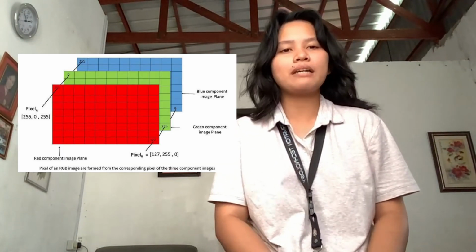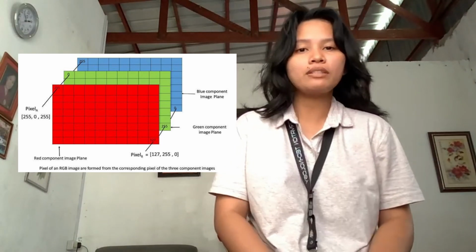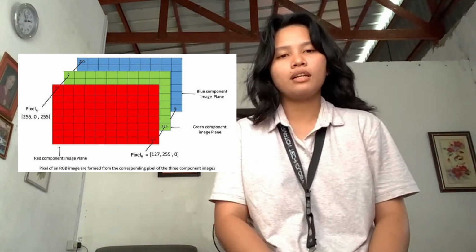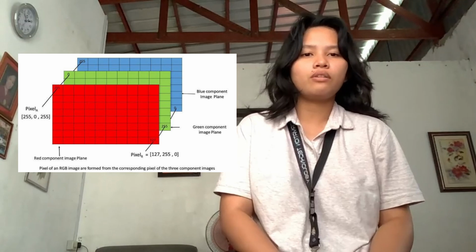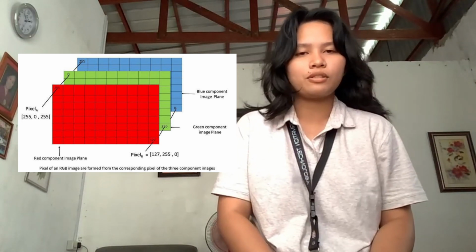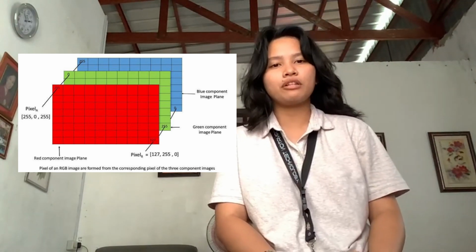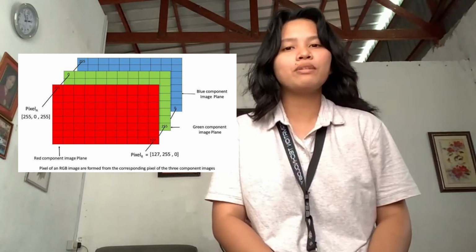You can represent this image as a multidimensional array where the dimensions are height, width, and the 3 color channels, which is RGB. In this 3D array, the first dimension, height, represents the rows of pixels. The second dimension, width, represents the columns of pixels. And the third dimension represents the RGB color channels.